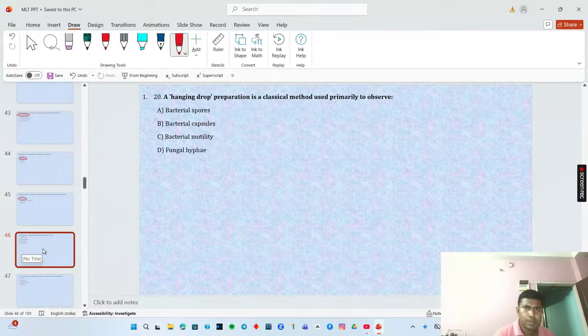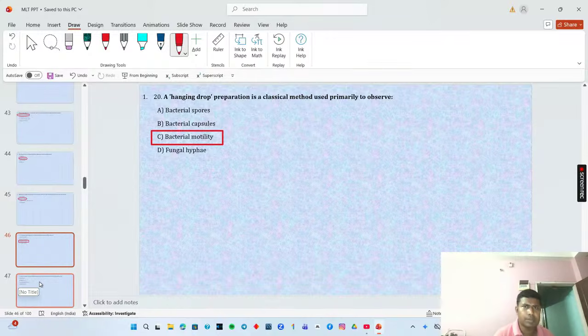A hanging drop preparation is a classical method used primarily to observe bacterial motility. The hanging drop method is used to find out the bacterial motility. Okay, you have to remember which method is used to find out the bacterial motility. If someone asks you, then you have to say the hanging drop method.